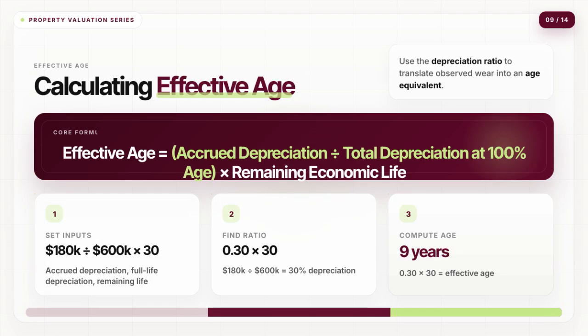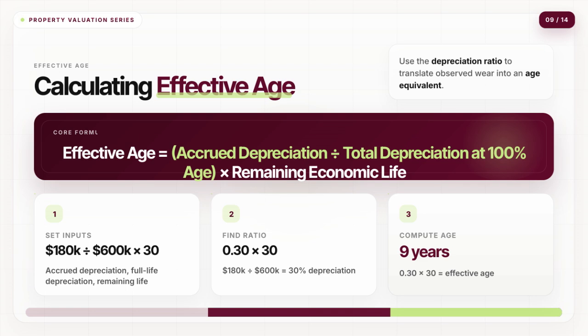This process helps us translate the amount of wear and tear we've observed into an age equivalent, which is really useful for valuation. The core formula we use is effective age equals the accrued depreciation divided by the total depreciation at 100% age, multiplied by the remaining economic life.